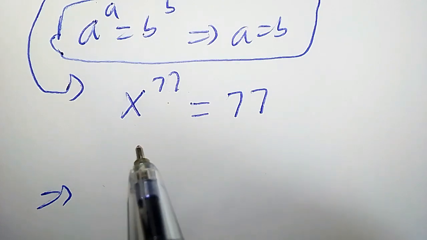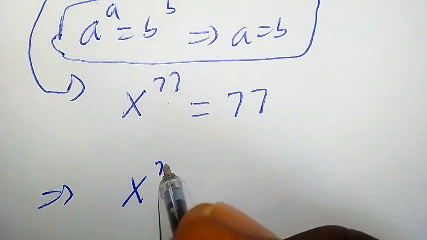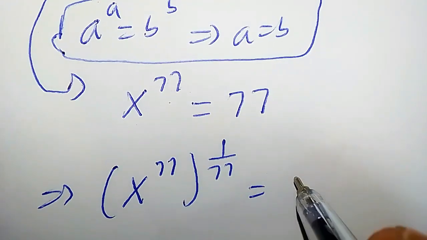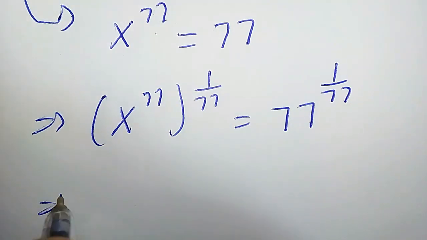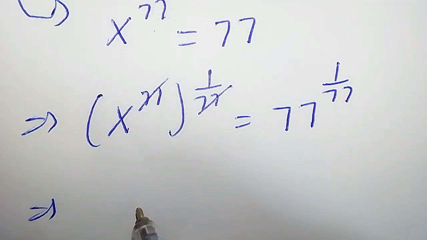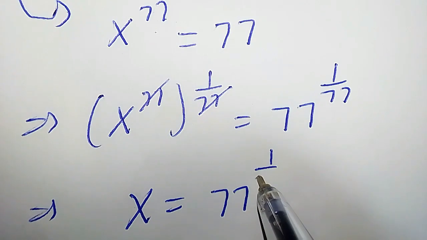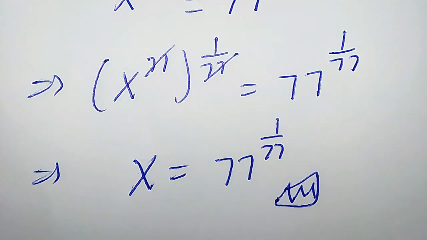This implies that now, to get rid of this 77, what do you think we should do? Let's simply raise both sides to the power of 1 over 77. So we're going to have x to the power of 77 times 1 over 77 equal to 77 to the power of 1 over 77. This implies that clearly this guy cancel each other, so we are left with x equal to 77 to the power of 1 over 77. This is the required value of x for this second exponential equation.